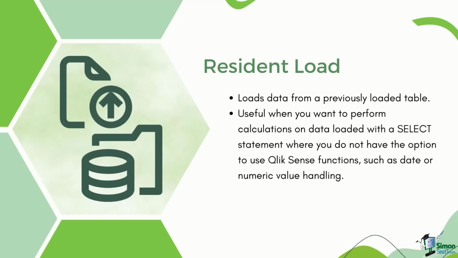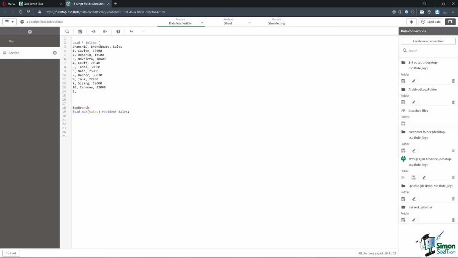This type of load is useful when you want to perform calculations on data loaded with a select statement where you do not have the option to use Qlik functions such as date or numeric value handling. In this case, we are using resident load to apply the max function to the inline loaded sales value. Since this script is not yet loaded, the app does not recognize the data yet. We will use this script to package a script file, which will then be called in this app.